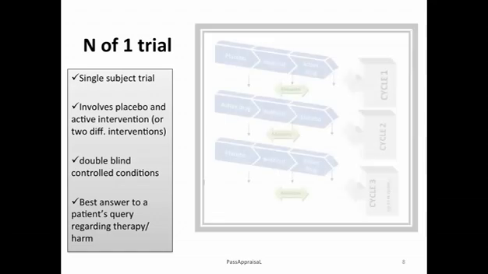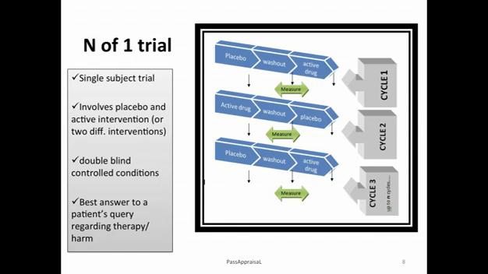How is this done? In this picture, you can see 3 cycles of an N of 1 trial shown. In a random manner, the patient initially gets either placebo or the active drug. In this figure, I've shown you the placebo treatment occurring initially. Then a washout period is given. This is followed by the active drug treatment. Now this completes 1 cycle. The cycles are then repeated.